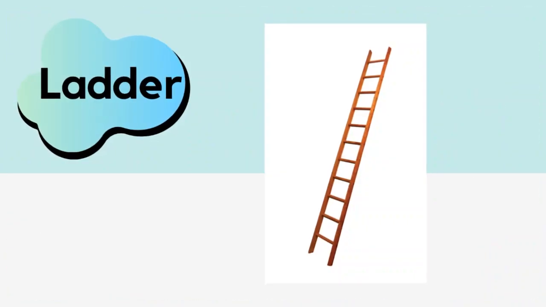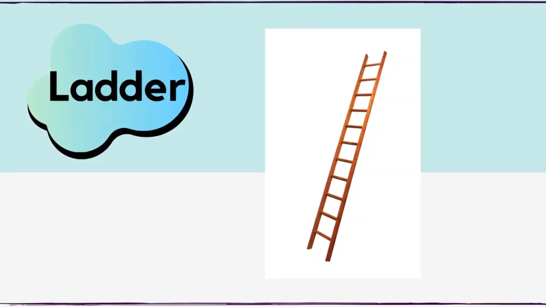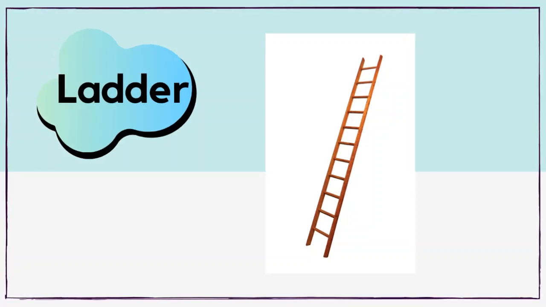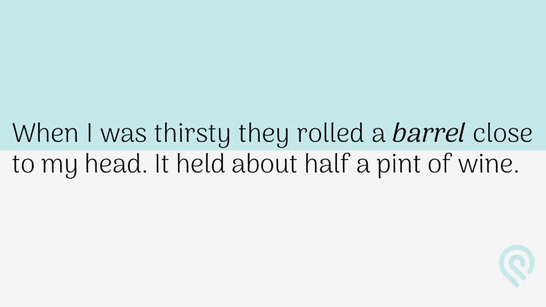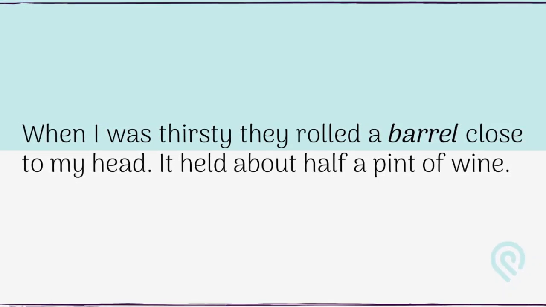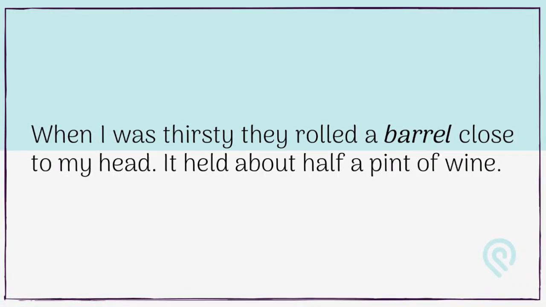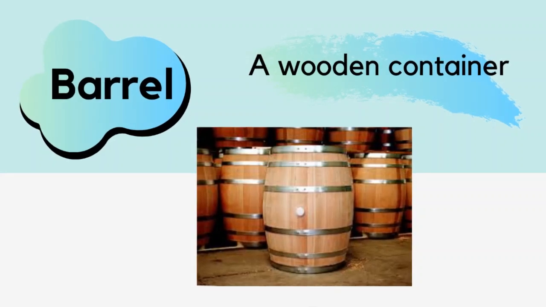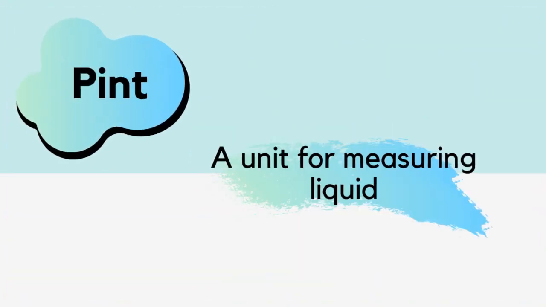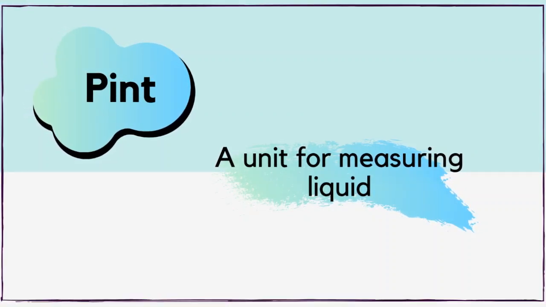Look at the picture of a ladder. A ladder is used to go up and come down. One can go up and come down through a ladder. When I was thirsty, they rolled a barrel close to my head. It held about half a pint of wine. When they came to know that Gulliver was thirsty, they rolled one barrel towards him, and that barrel held half a pint of wine. A barrel is a wooden container. A pint is a unit for measuring liquid. Nearly 1 cup of wine was contained in that barrel.